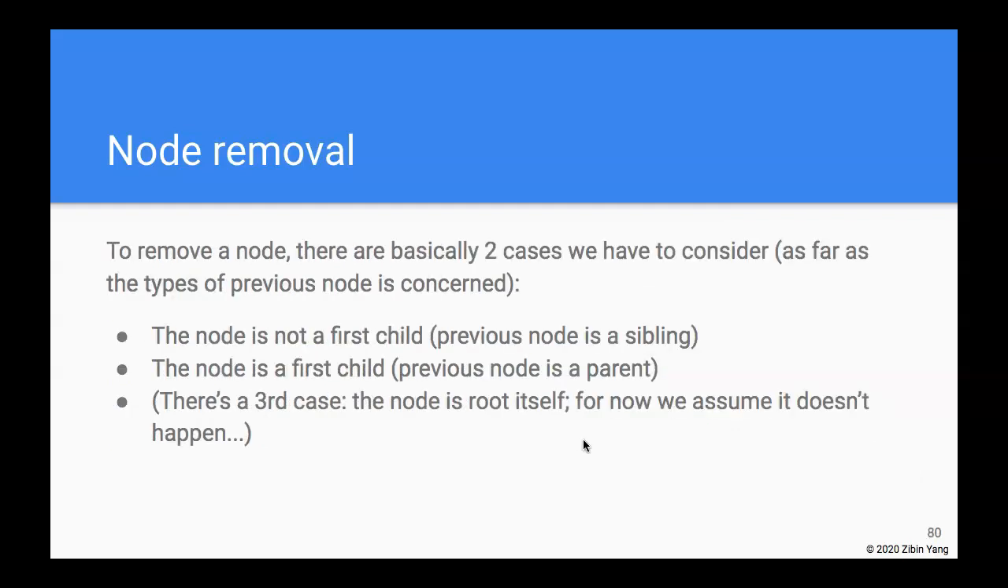As far as the previous node is concerned, we have to consider two different cases, because a node's previous node can be a sibling and it also can be its parent, and we will have to handle those two cases slightly differently. There is actually a third case where the previous node doesn't exist, and that would be the root. We are going to do a bit of hand waving for now on that particular case, and at the end, though, I'm going to ask you to try to handle that case.